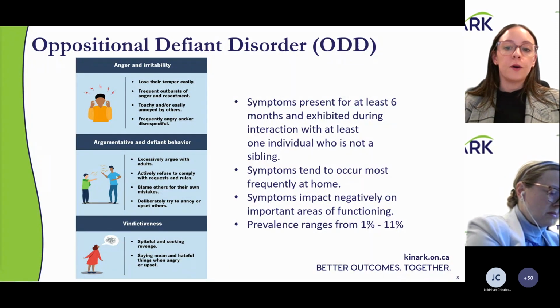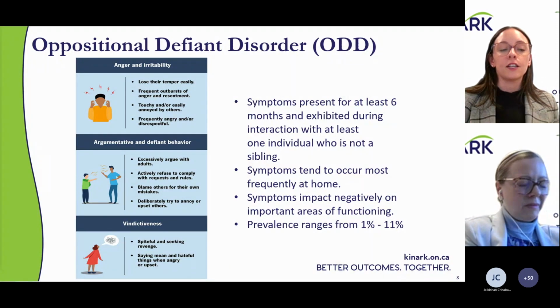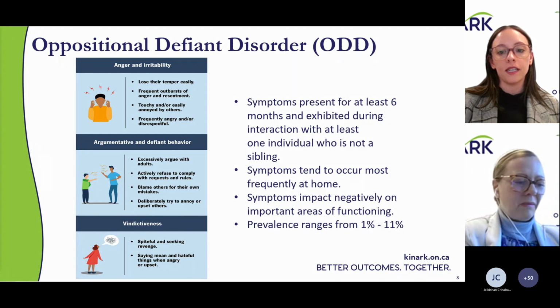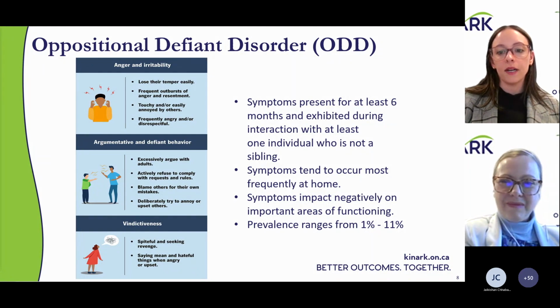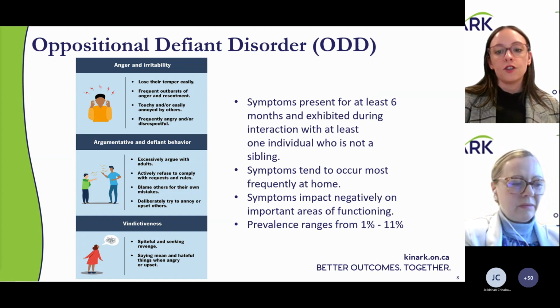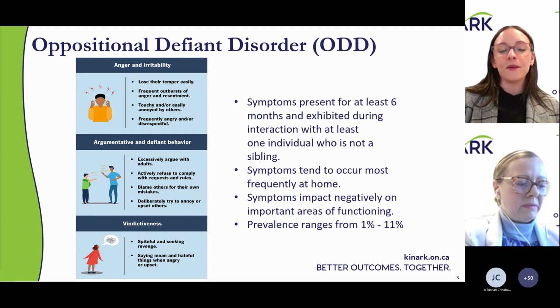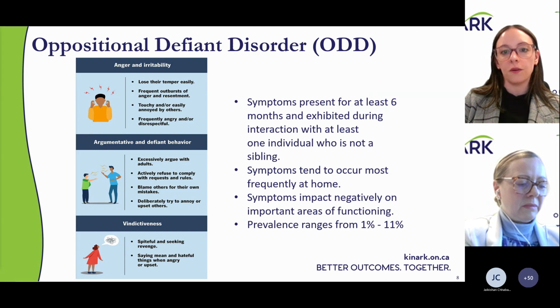And it's important to note that as part of the diagnostic criteria for ODD, these symptoms, again, must be present for at least 6 months and demonstrated during an interaction with at least one individual who is not a sibling. And the prevalence rate for ODD ranges from 1% to 11%.